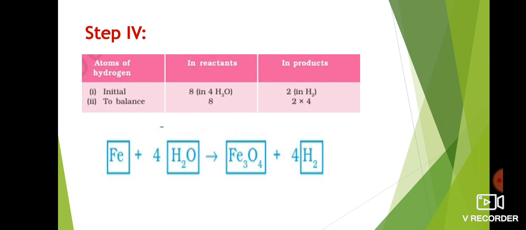Understand? Observe this equation, Fe plus 4H2O. 4 twos are 8. Here in the product side also, 4 twos are 8. So 8 hydrogen atoms in the reactant side and 8 hydrogen atoms in the product side. Understand?